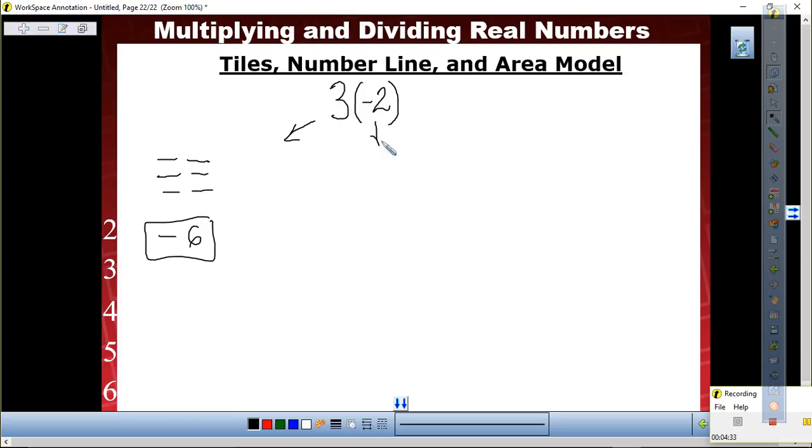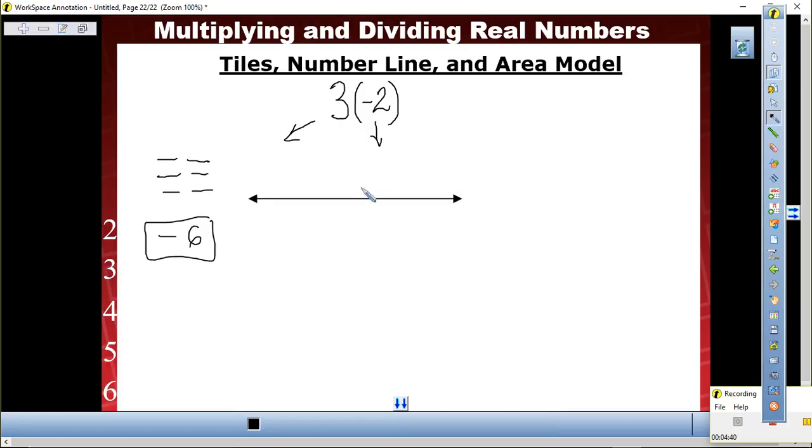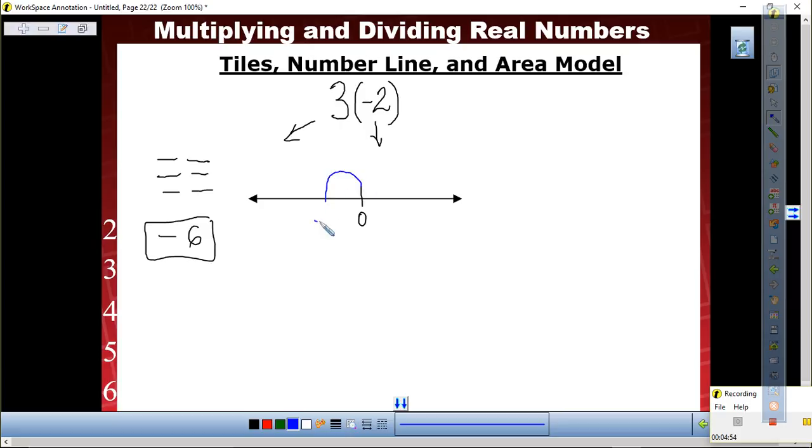The second way, I'm going to use a number line. Draw a number line right here. We're starting from 0. And once again, we start with the factor, which is inside the parenthesis. What factor is inside? Negative 2. So the very first jump from 0 is to negative 2. Did I go -1, -2? No. It's a straight jump to -2. How many times am I going to do that jump? 3 times, because the leading factor tells me that. So that's 1, that's 2, and that is 3.